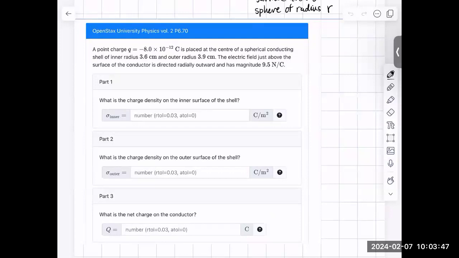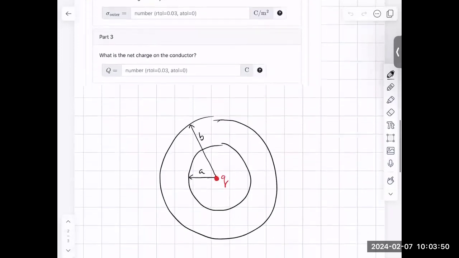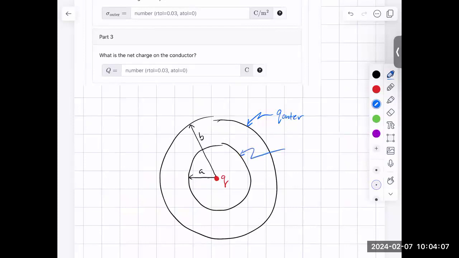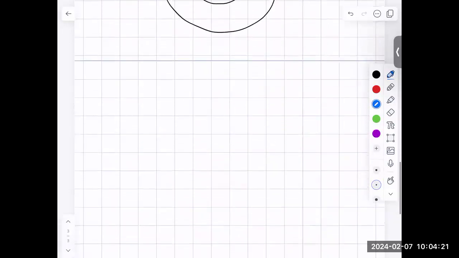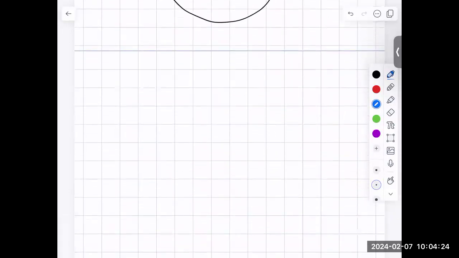But for now, what I want to do is talk about, in general, conductors in equilibrium. For the problem that we want to solve, what we're going to realize is that there's going to be some charge on the outer surface, and I'll call that Q outer, and there'll be some charge on the inner surface. I'll call that Q inner. And then there is a point charge that sits right at the center of the cavity. Okay, so let's first work out some general properties of conductors and electric fields.